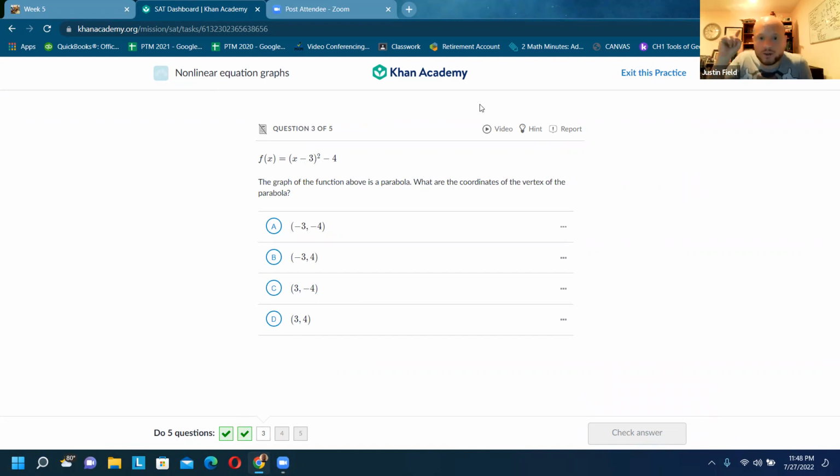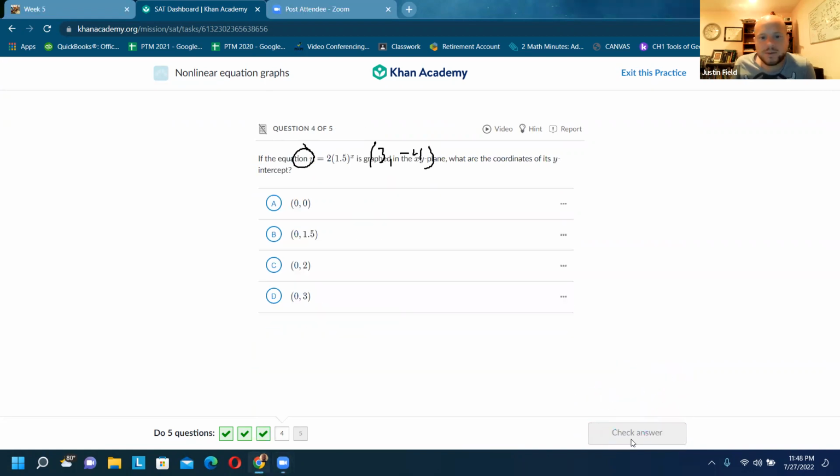Vertex form. Did you know that was in vertex form? What are the coordinates of the vertex? Very simply, they are 3, negative 4. The number on the inside changes sign to get to the vertex, and the number on the outside is simply what it is. 3, negative 4.